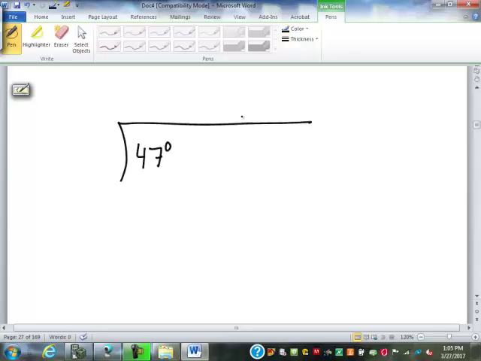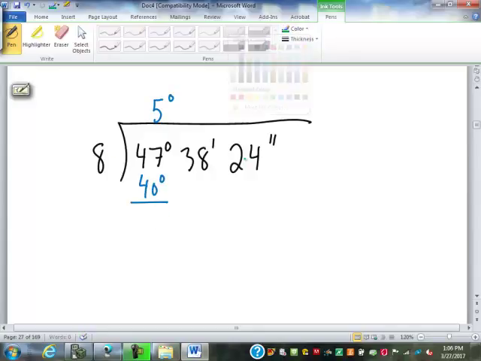How about if we want to divide? 47 degrees, 38 minutes, 24 seconds. Now I divide it into 8 equal pieces. 8 goes into 47 how many times? 5 times. Right? 5 times 8 is 40 degrees. So now we have to subtract 47 degrees minus 40 degrees. There's 7 degrees left over.